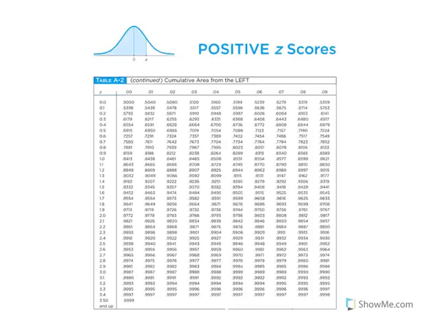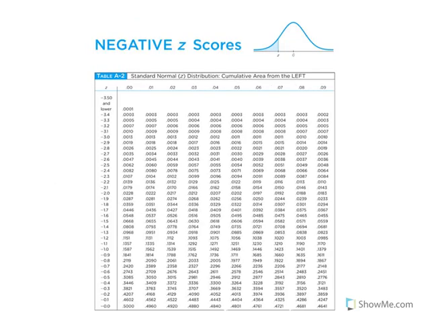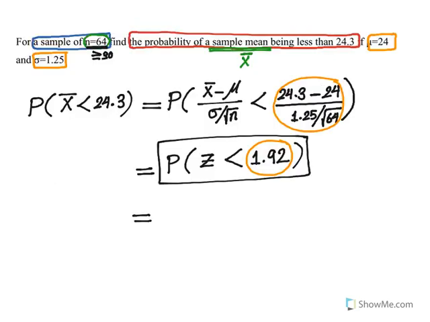So we go to 1.92: 1.9 is here, and 0.02 is here. So it is this value there. And this value, I'll write it big, 0.9726. So we just go back and write it here. The probability that Z is less than 1.92, this is what the Z table is for. And so we found that it's 0.9726. And this is our answer.